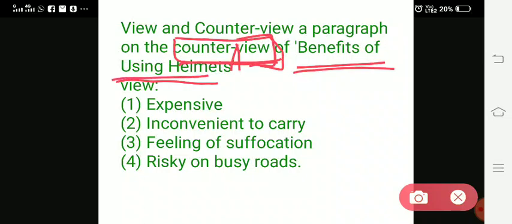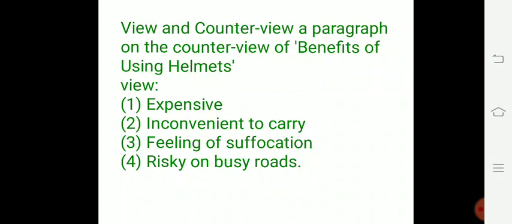So what is our topic? We have to write benefits of using helmets, right? In the view section, the disadvantages of the helmet are given.